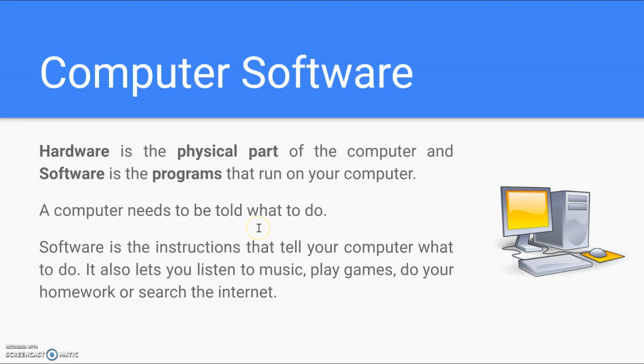A computer needs to be told what to do. If a computer isn't told what to do, it wouldn't be able to do anything when you log on. You just turn it on and it would be on. That's it. It wouldn't do anything else. It wouldn't load Windows. It wouldn't load the login screen. Software is the instructions that tell your computer what to do. It also lets you listen to music, play games, do your homework, or search the internet. So we'll go over a few of those today.